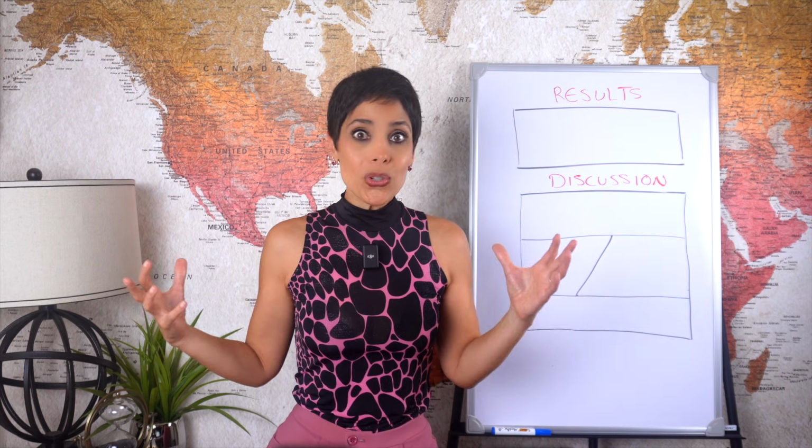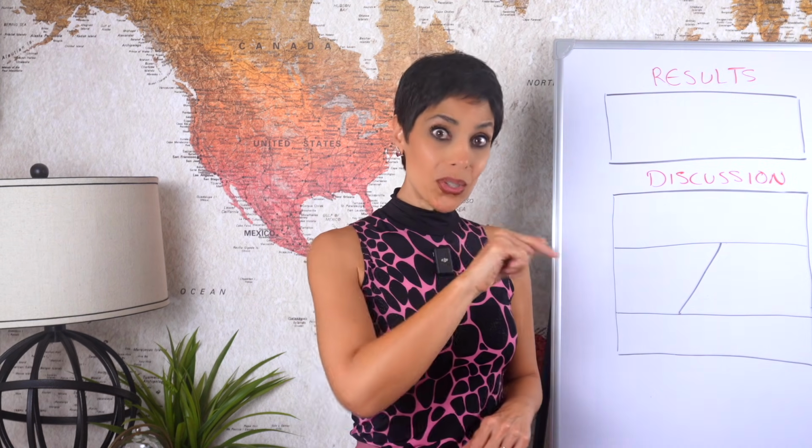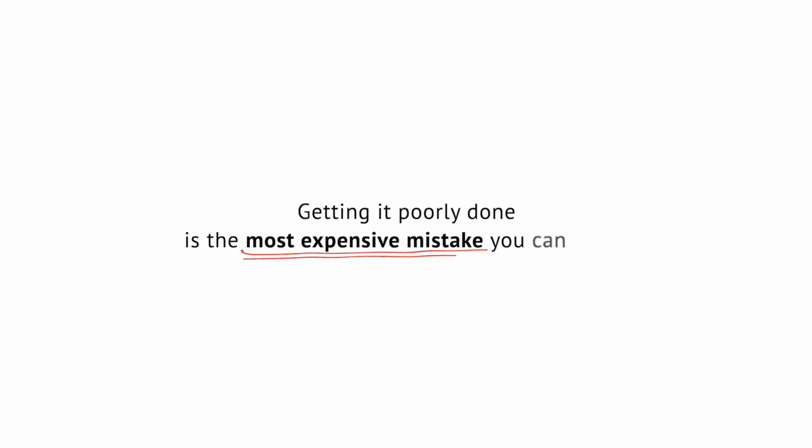Why do other researchers choose to read your paper? Because of the results. Even if they are interested in your methodology, be sure they'll look into what kind of results you obtained using your method before they follow your work any further. Results and discussion are the backbone of your article, period. And getting it poorly done is the most expensive mistake you can make.